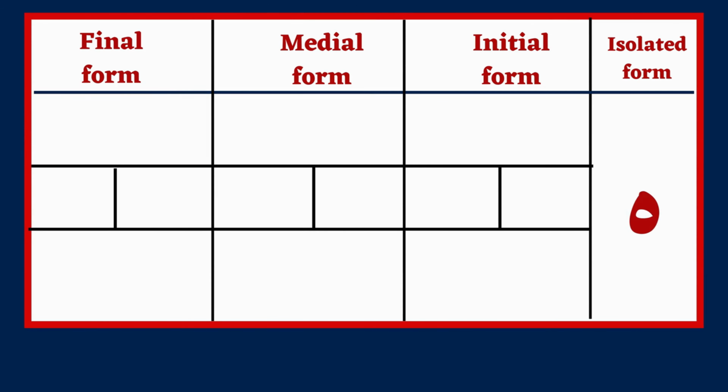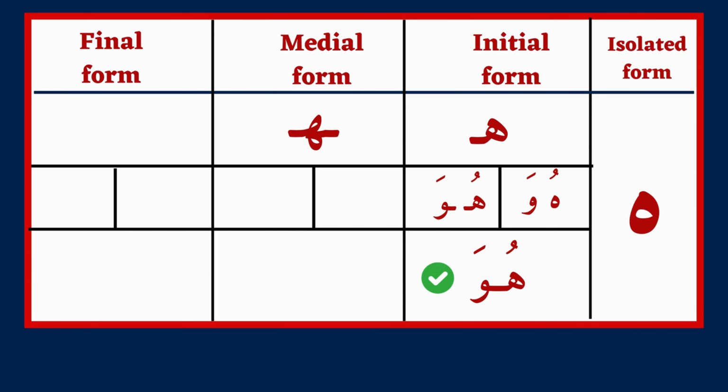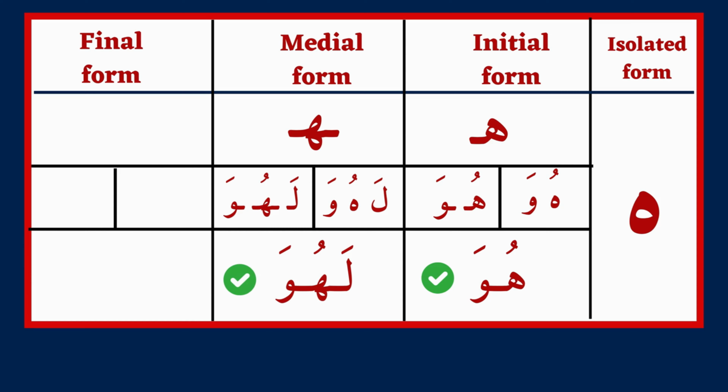Ha. Ha accepts connections from both the right and left sides. Initiating a word, it is shown as this. In the middle of a word, ha is depicted as this. Closing a word, ha is illustrated as this.